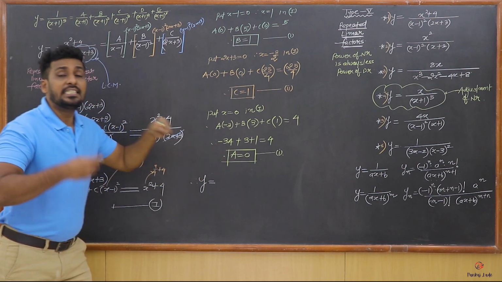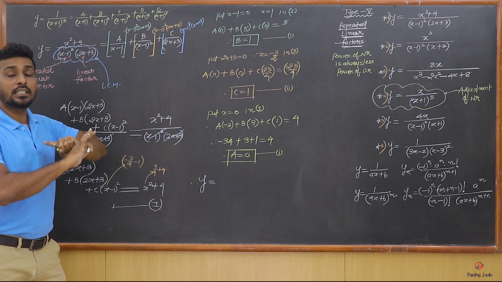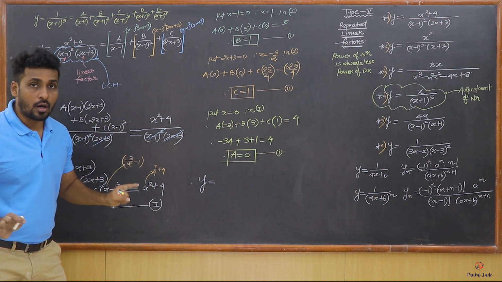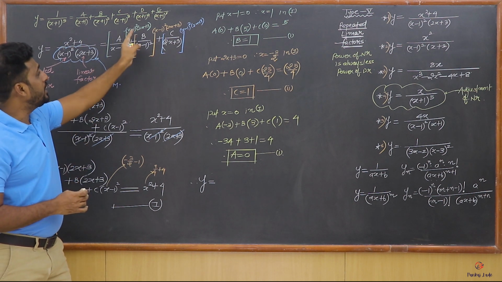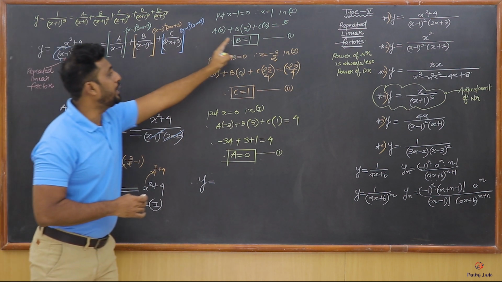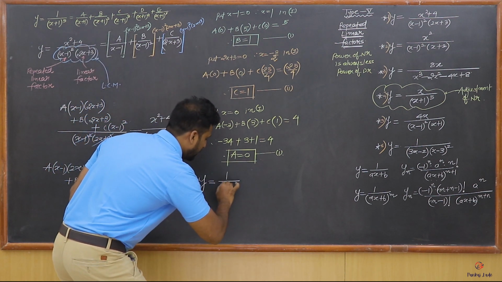It is 0. 0 upon anything is going to become 0. So 0 upon x minus 1, this term vanishes from there. This is not going to come in our next step. So 0 upon x minus 1, this term gets removed. B upon x minus 1 the whole square. What is b? That is 1. You get 1 upon x minus 1 the whole square.